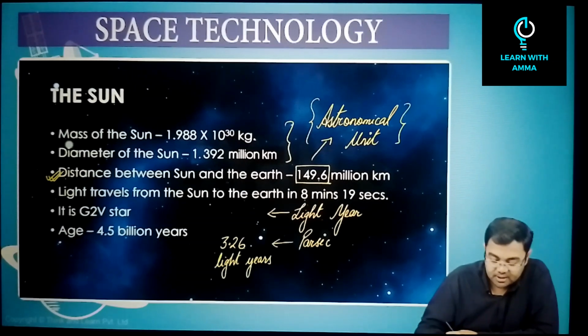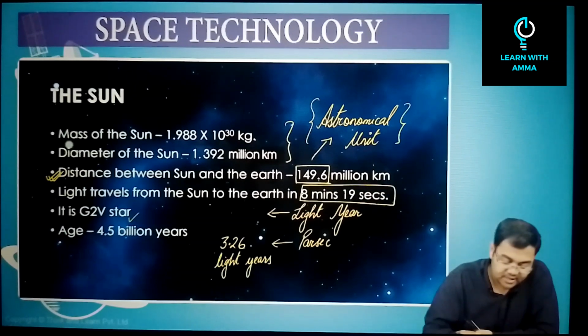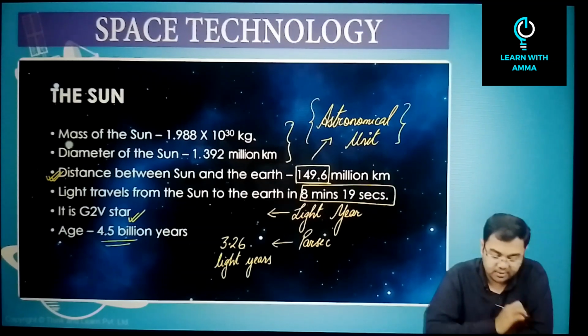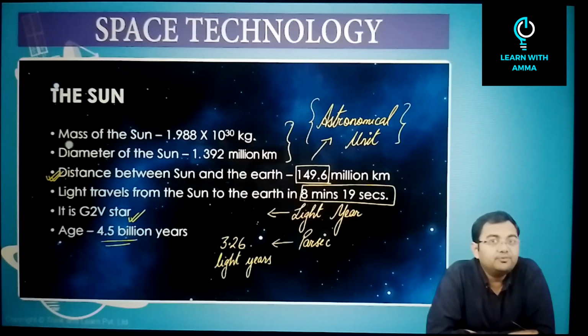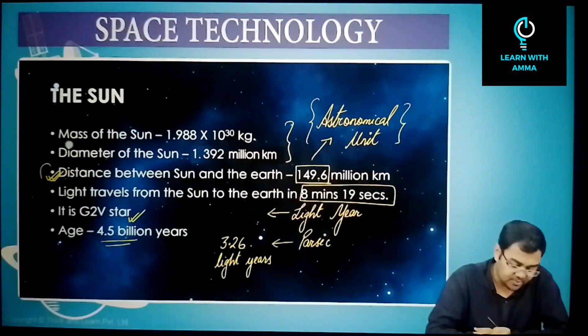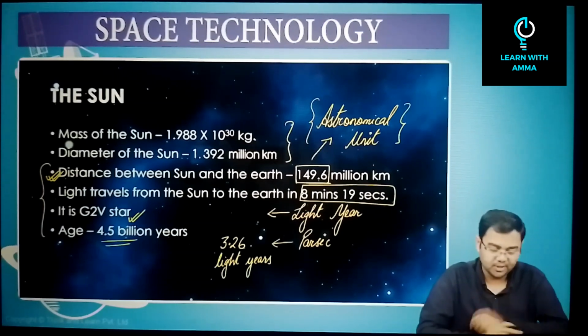Then light travels from the sun to the earth, we all know, in 8 minutes and 19 seconds. The sun can also be called a G2V star, and the age of the sun is about 4.5 billion years. So these are some of the facts which are important. Especially these four are the facts which are more important. The first two are not that important about the sun.